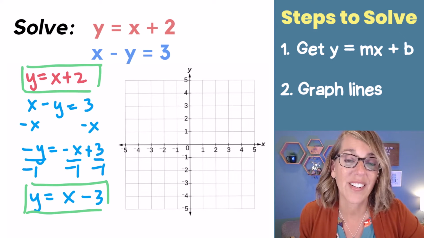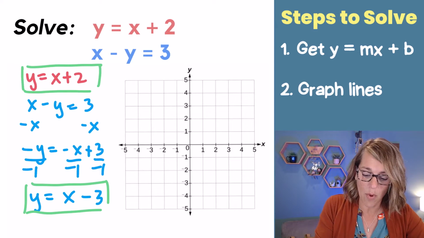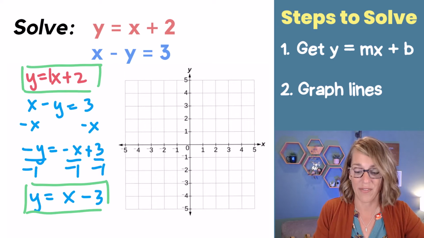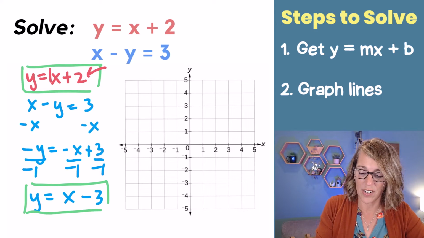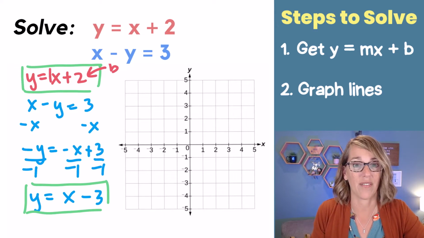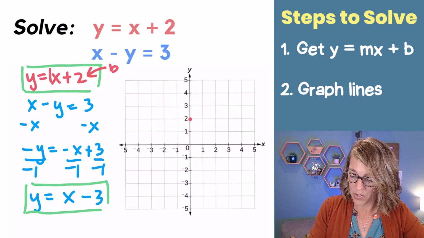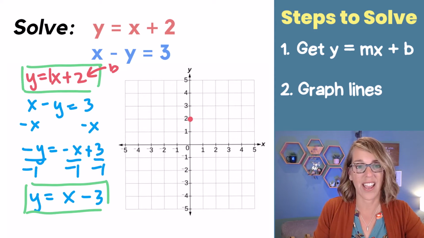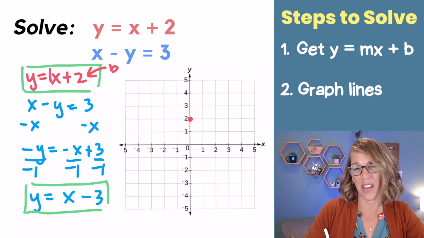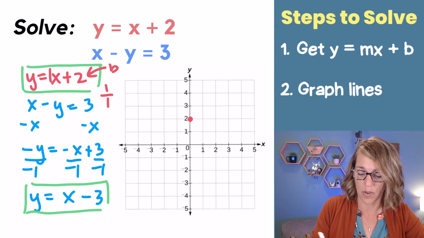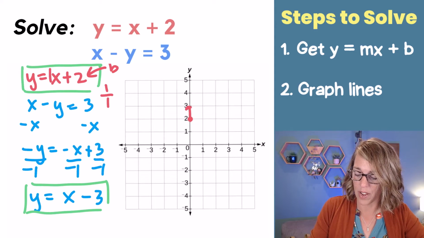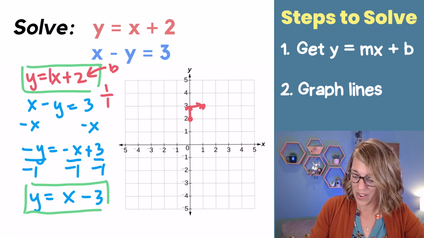For that one in red, I notice that I've got a slope of 1 if I put 1 there in front, and I've got a y-intercept there of 2. So I'm going to go ahead and plot 2 first on the y-axis, and my slope is 1, which you can think of as 1 over 1. So I'm going to go up 1 over 1, and that's going to find me a second point. Let's go ahead and graph that line, and my line looks like this.